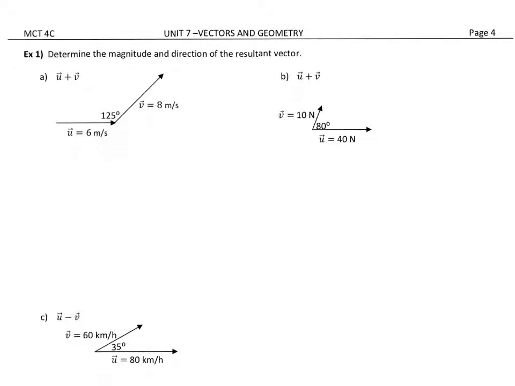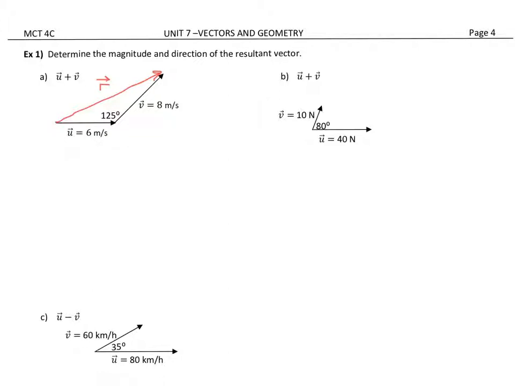Here we're going to determine the magnitude and direction of our resultant vector. So the first example is u plus v, and I already drew those vectors head to tail. So u plus v joined head to tail gives us a resultant going from the tail of the first to the head of the last. So my resultant vector looks something like that.